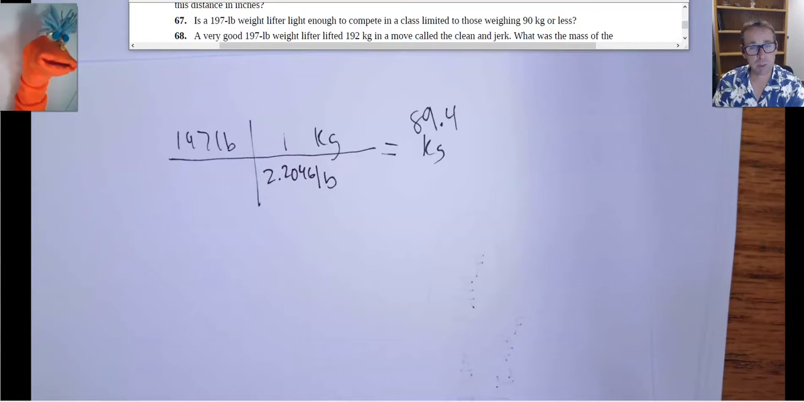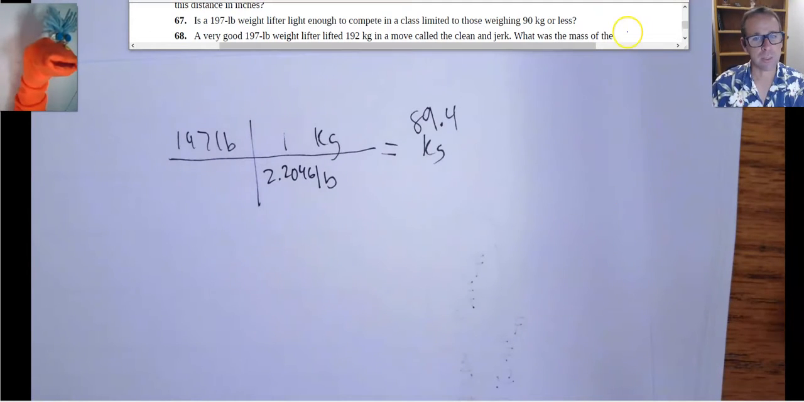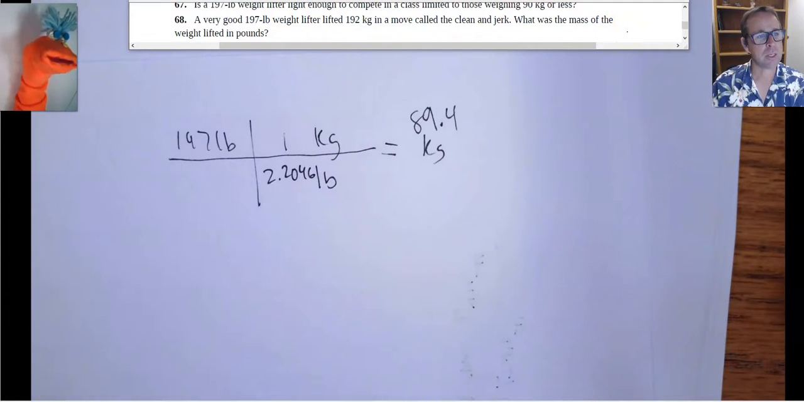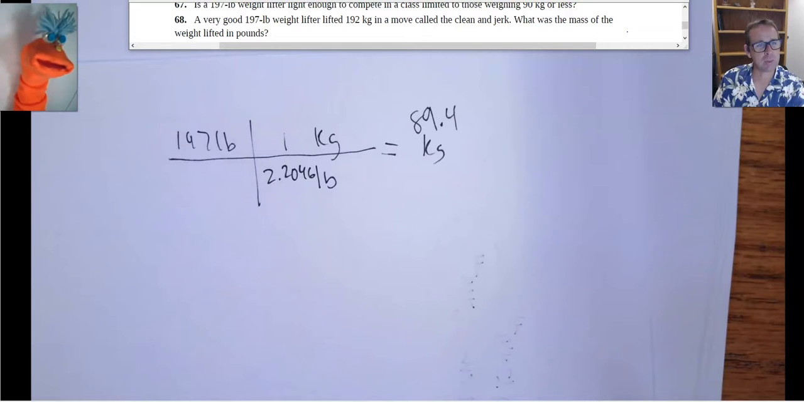Is it light enough to be limited to those weighing 90 kilograms or less? Yeah, they weigh less than 90 kilograms. So if you weigh less than that, then you can wrestle in it or compete in it or whatever it is. Okay, good. A very good 197-pound weightlifter lifted 192 kilograms in a move called a clean jerk. What was the mass of the weight lifted in pounds?